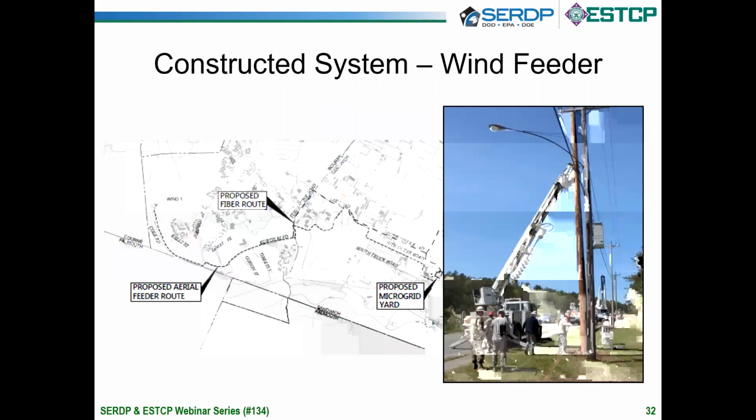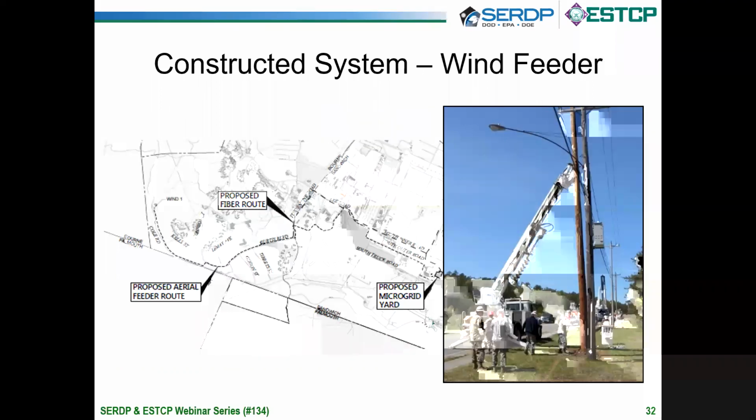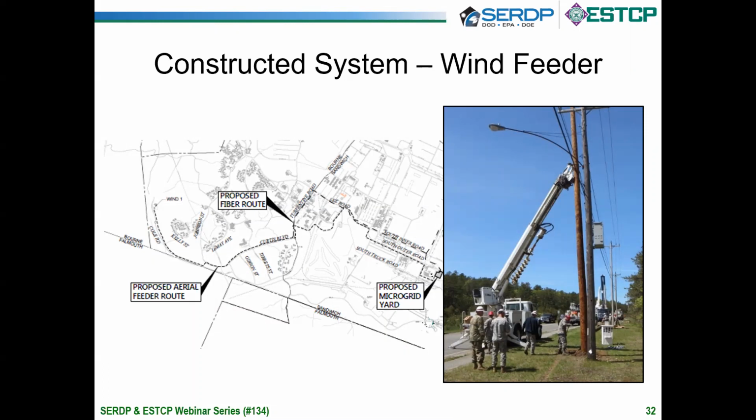Next slide, please. As I mentioned earlier, one of the major attributes of activities under this project was to construct the wind feeder that would bring the power from the turbine to the microgrid yard. At the beginning of the project, the turbine was connected to Eversource's transmission system at 23 kV, and the Air Guard and the Army Guard built this 1247 kV feeder from the wind turbine to the microgrid yard.